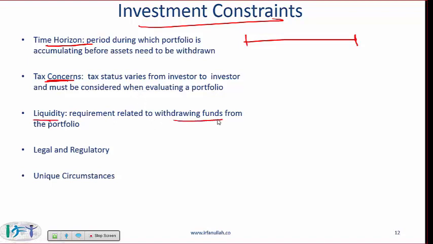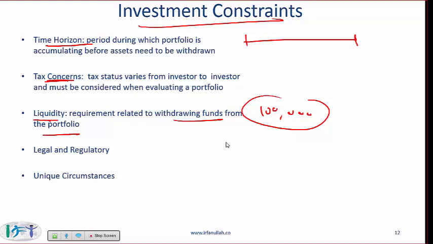This is the requirement related to withdrawing funds from the portfolio. So when it comes to liquidity, there is both expected and unexpected liquidity. You can think of a situation where you want to pay for your child's education after 2 years. So you know that for that you will need $100,000. Is that a liquidity need? Yes. Is it expected and known? Yes. Another scenario is where you are very injury prone and you do not have health insurance.